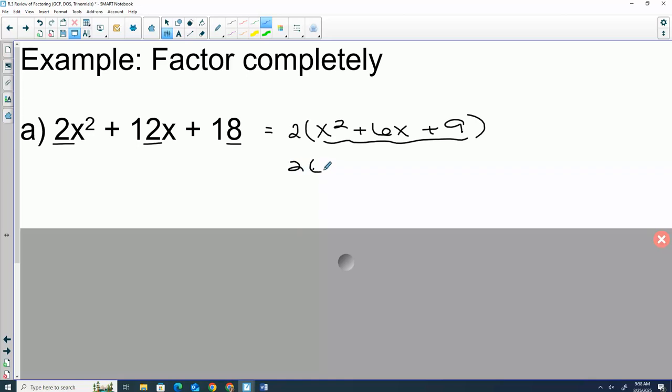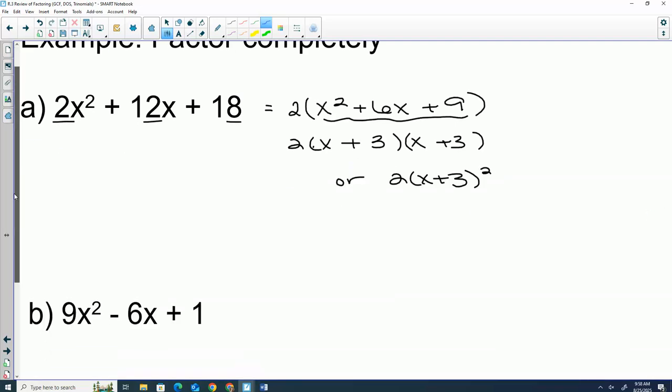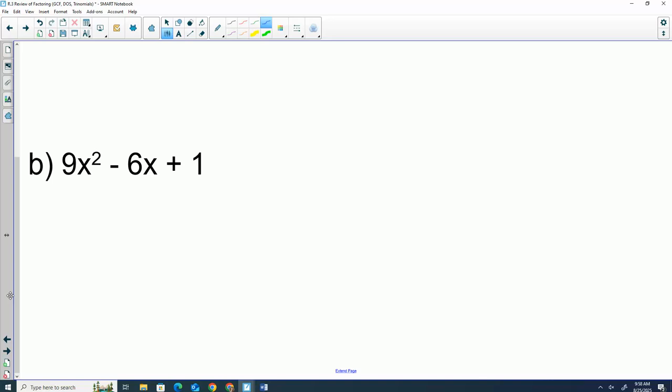So the 2 just trails along. Multiply to positive 9, so same sign. Add to positive 6, so both positive. So 3 and 3. You can write it like that, or 2 times x plus 3 squared. But make sure you don't drop your greatest common factor. It stays along. What about this one?